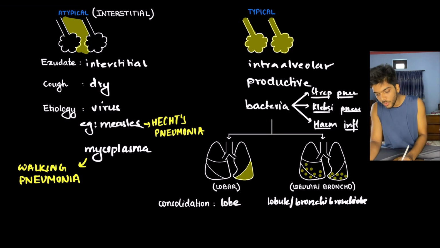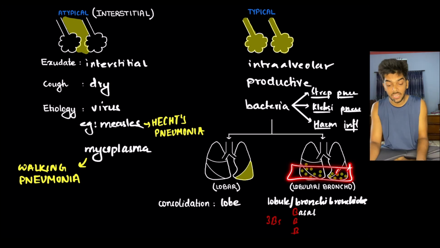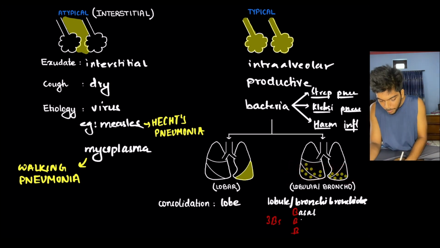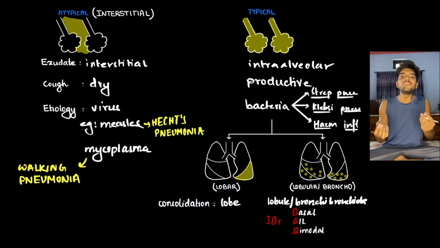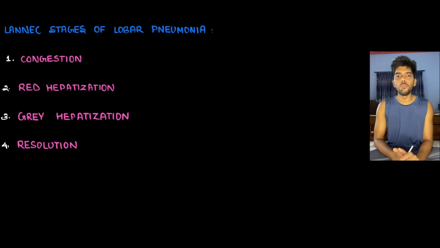Under lobular pneumonia, you need to remember the 3 B's of lobular pneumonia. They are: B for basal. As you can see, the involvement is of the base of the lung. So basal. B for bilateral. As you can see, both the lungs have been involved. So bilateral. And B for bimodal. That is, it is found in both extremes of the age, in young people as well as in old people.